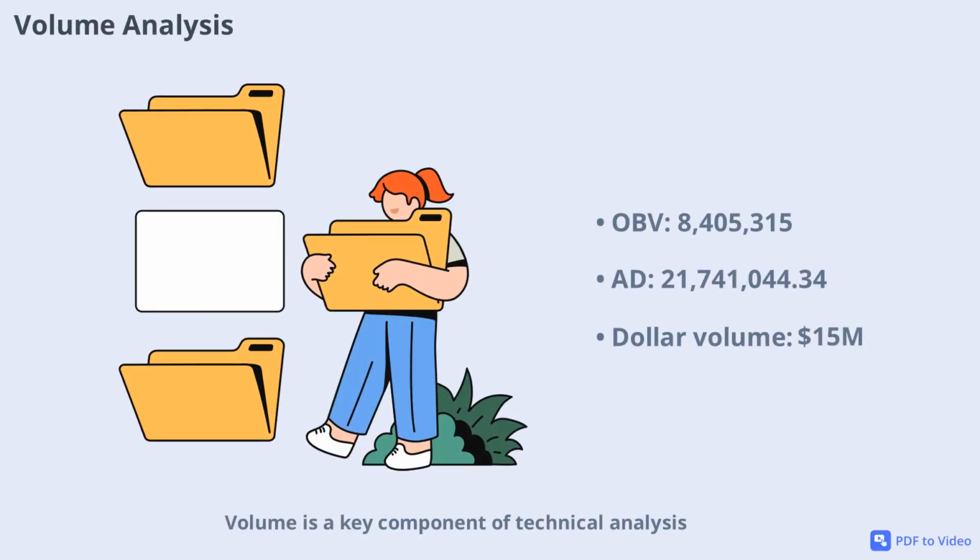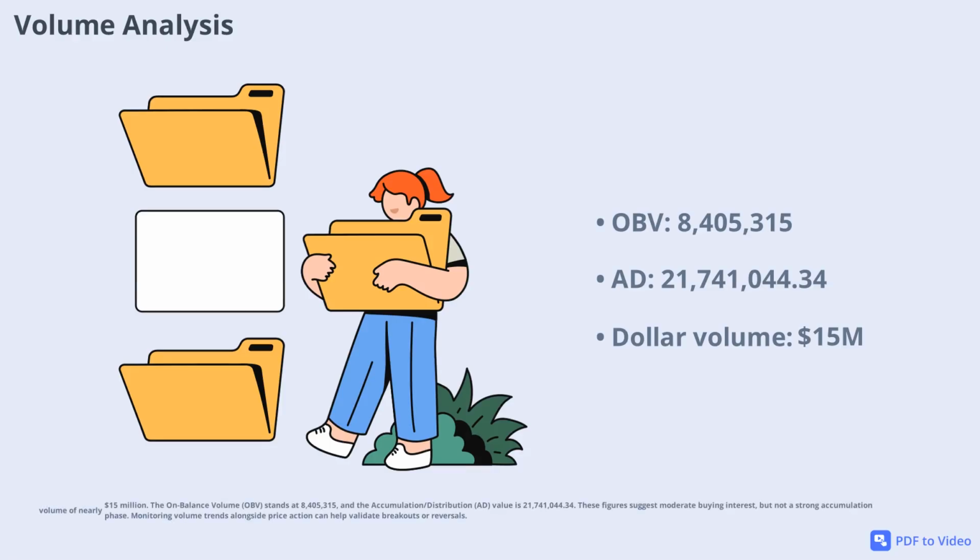Volume is a key component of technical analysis, as it reflects the level of participation and conviction behind price moves. Over the last 3 months, COWG's daily volume has fluctuated, with a recent dollar volume of nearly $15 million. The on-balance volume, OBV, stands at 8,405,315, and the accumulation distribution, AD value, is 21,741,044.34. These figures suggest moderate buying interest but not a strong accumulation phase. Monitoring volume trends alongside price action can help validate breakouts or reversals.